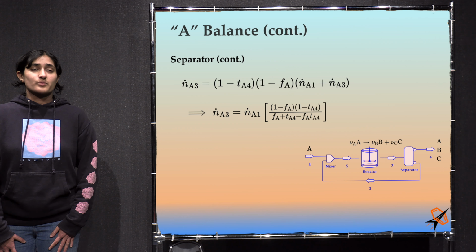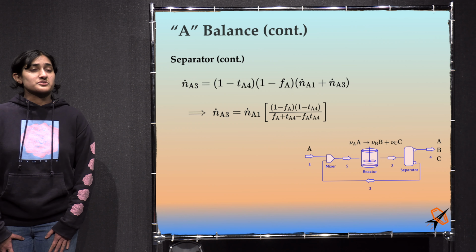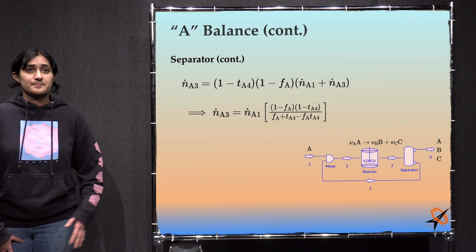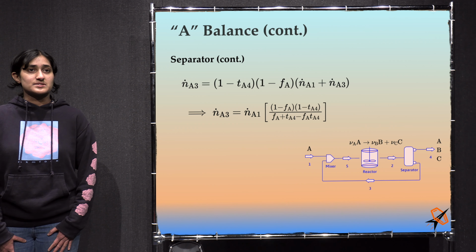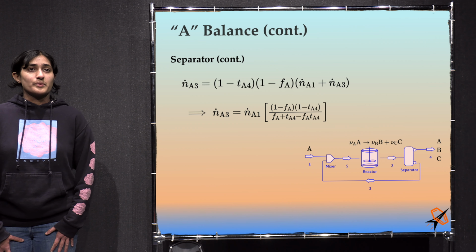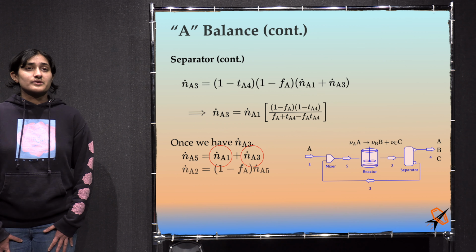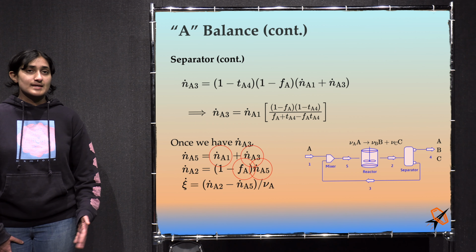One final thought on the equations. This derivation is for the steady state flows. It doesn't describe at all the transient process to get into steady state. If you're really into differential equations and you want to set up the transient process, you can, but it is beyond the level of what we cover in these videos. Once we have n.A3, we can solve for n.A5, and then we can solve for n.A2, and then we can solve for the extent of the reaction.